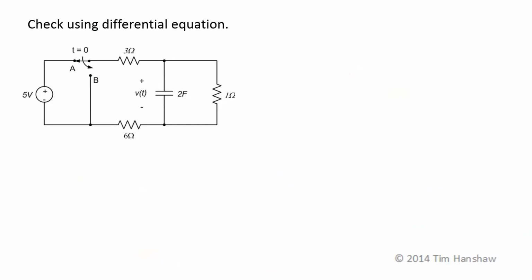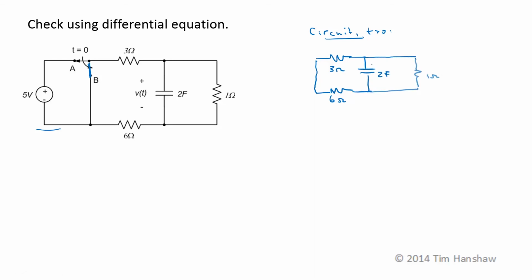So let's write a differential equation for this circuit. As usual, the circuit for t greater than 0 has this switch in this position. There's no source connected. I have a 3 ohm resistor. I have a 6 ohm resistor. I have a capacitor that's 2 farads. And I have a 1 ohm resistor. I'm interested in the voltage across the capacitor, V of t.